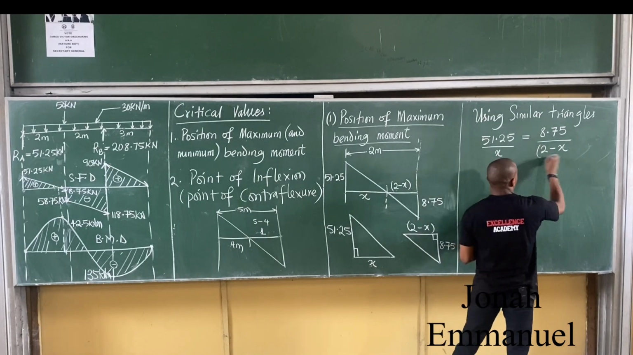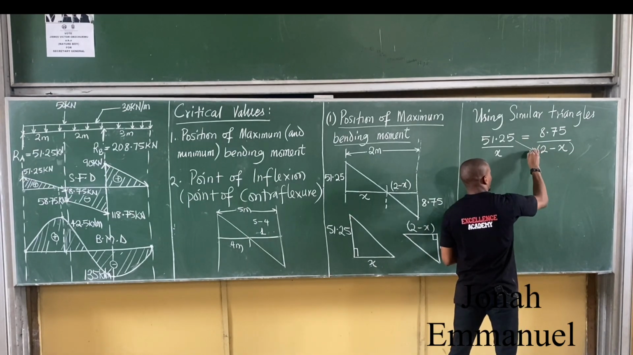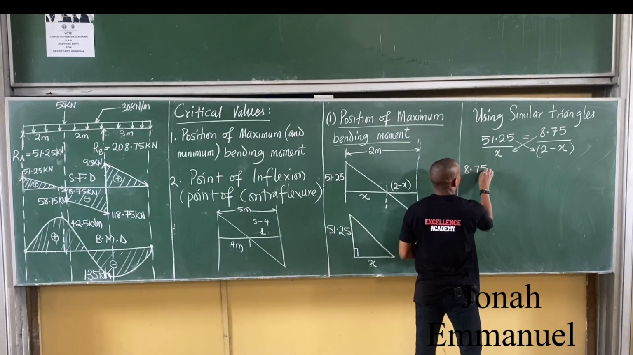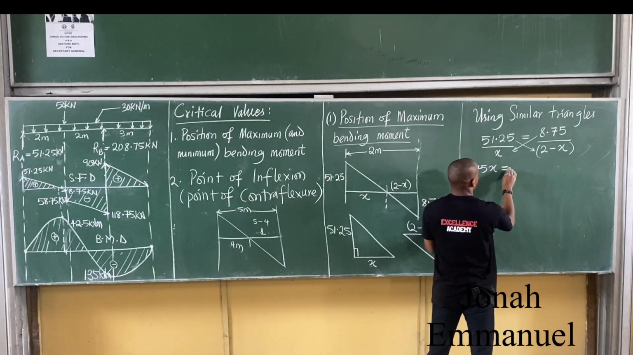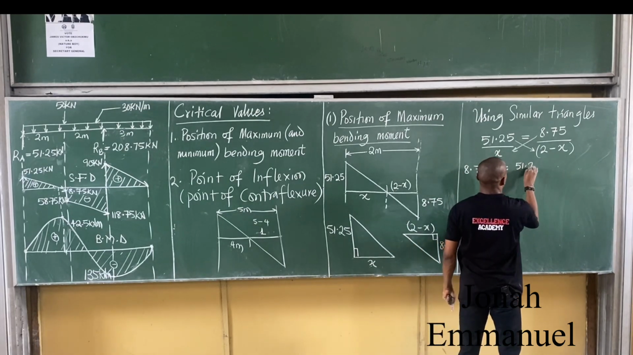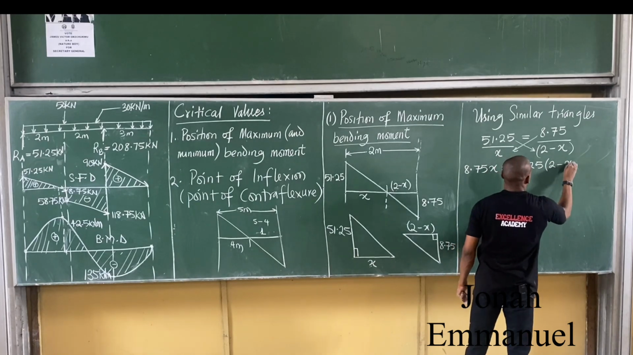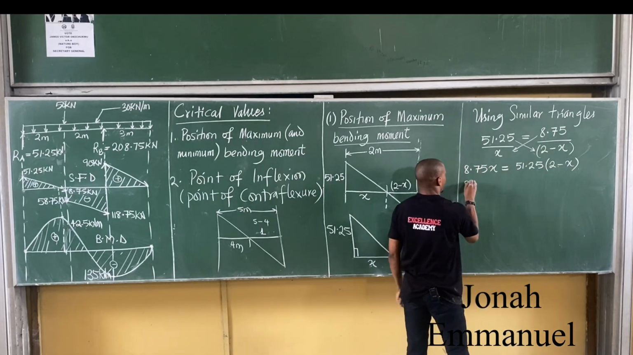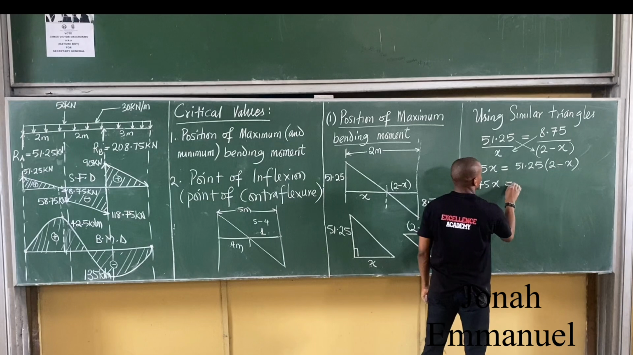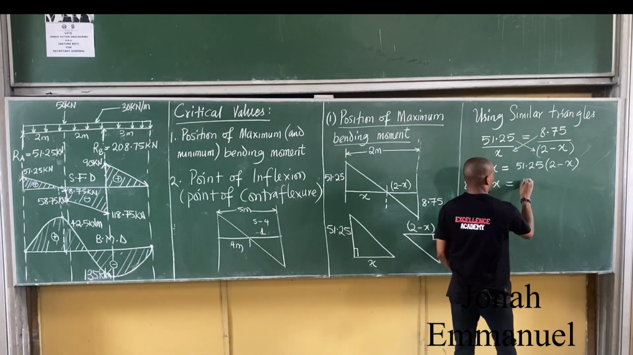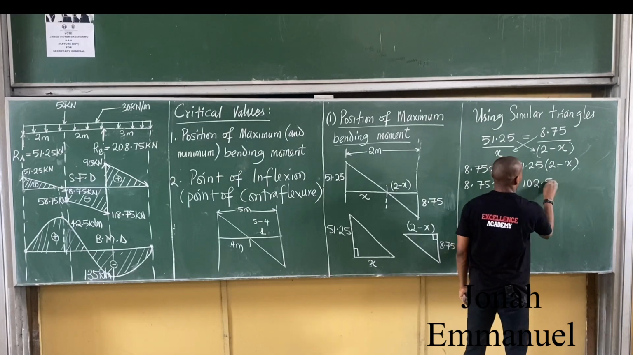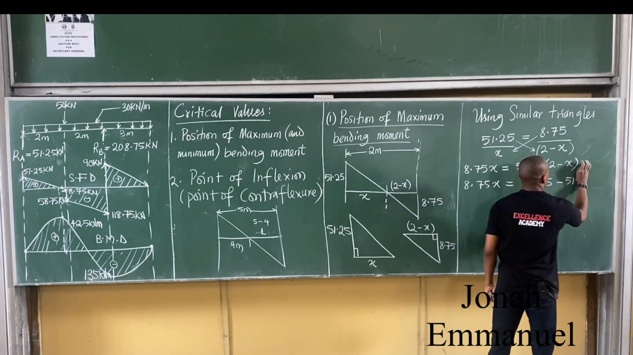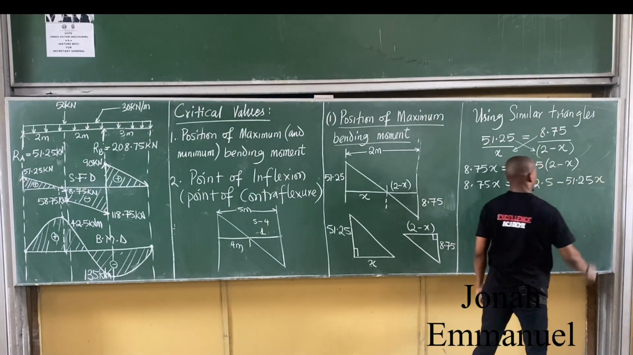Find x. How? Cross multiply this to this, this to this. So this times this gives you 8.75 times x is equal to 51.25 into 2 minus x. This to this, this to this. What do you get here? 8.75x is equal to, what's the value here? 2.5 minus, this one comes in, 51.25 times x.